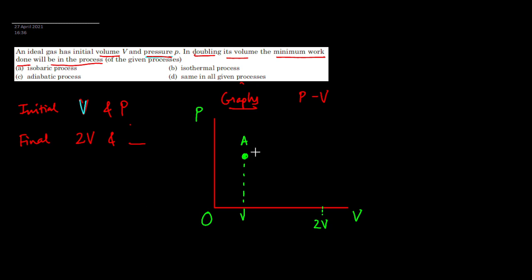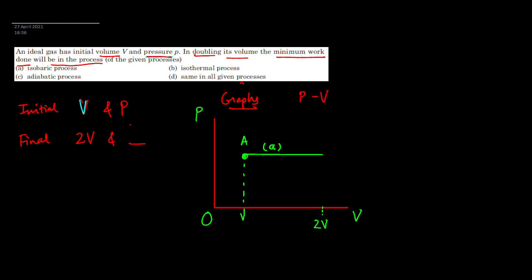So let's draw it. I hope that is clear. Okay, so it will be a horizontal line. So this is number 1, that is option A.